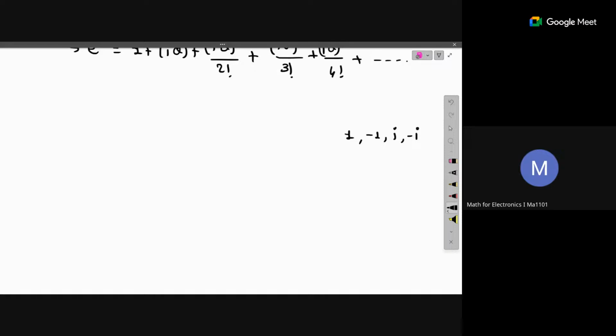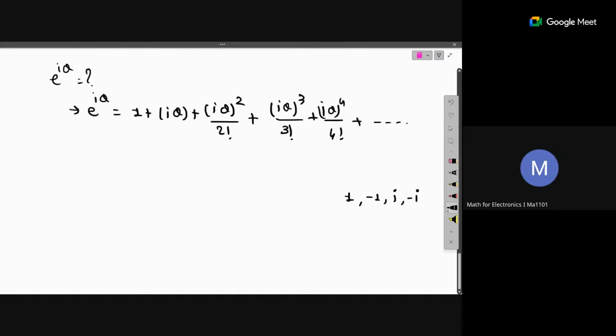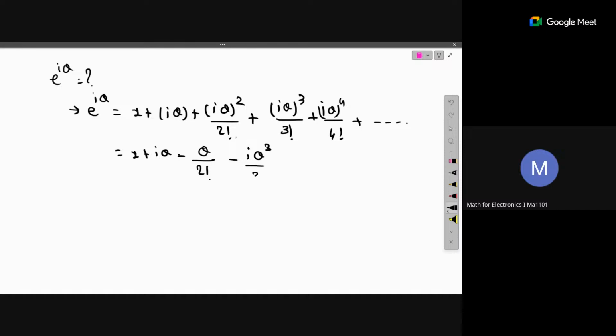Okay. So now we will replace all these powers of iota with the suitable quantity here. If we do that, what will be the result? The result will be 1 plus iota theta, plus we know that iota square is nothing but minus 1, so this will change into minus theta square by 2 factorial. And iota cube is nothing but minus iota, so it will become minus iota theta cube by 3 factorial. And iota to the power 4 is 1, so this will be theta to the power 4 by 4 factorial.